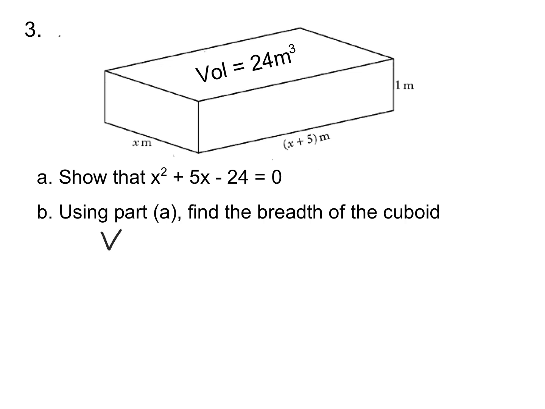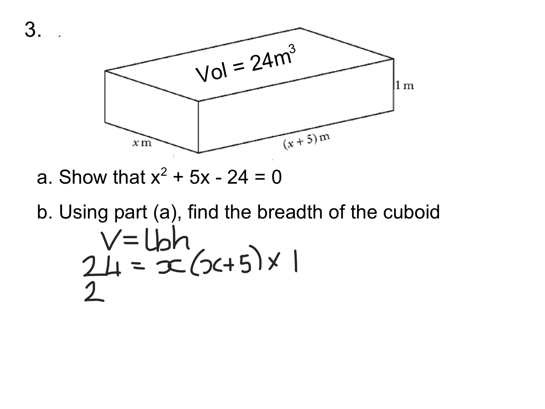So we're going to start with good old V equals LBH. We know our volume is 24. Our length is going to be x times x plus 5 times 1. So really the times 1 doesn't really count. So you end up with 24 equals x squared plus 5x.